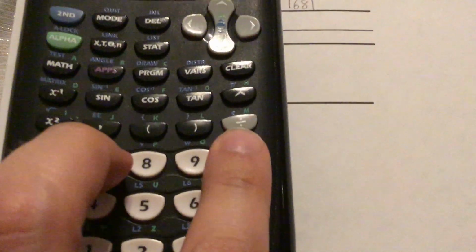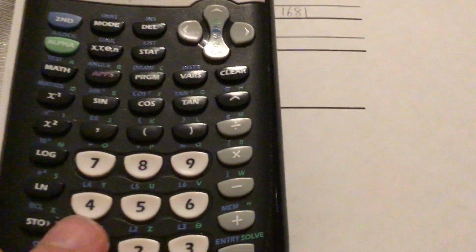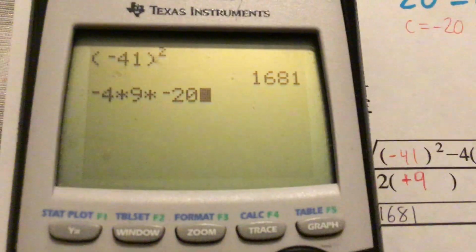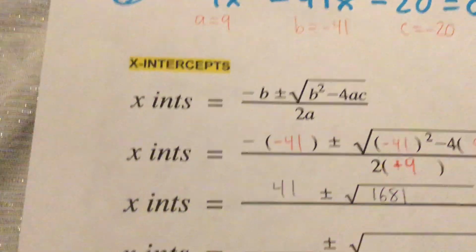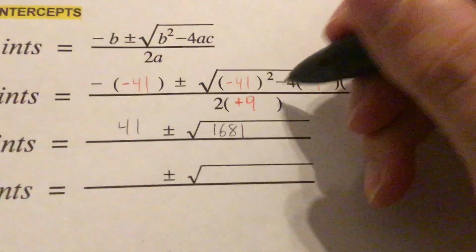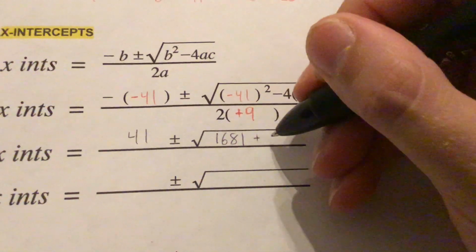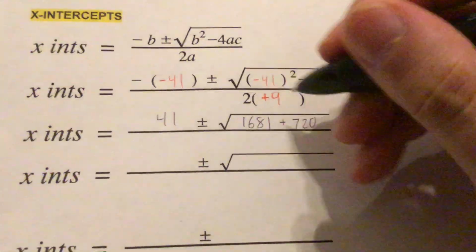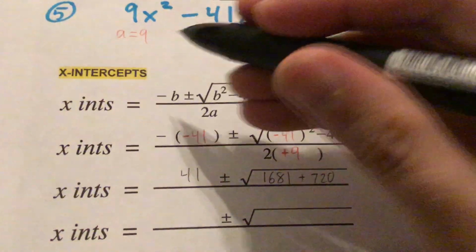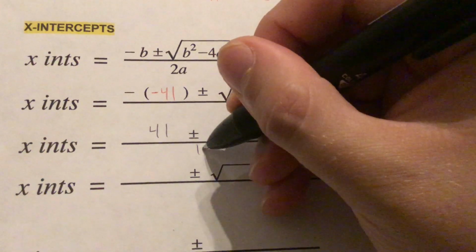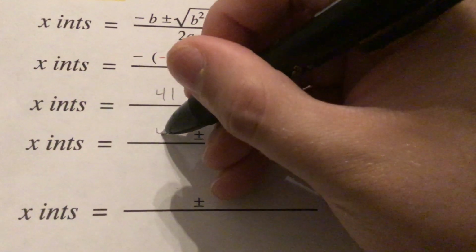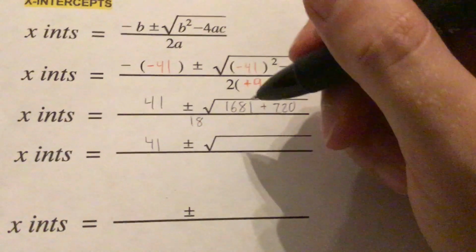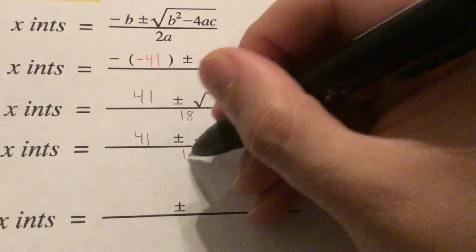All right, now we're going to multiply negative 4 times 9 times negative 20. And that is positive 720, because two negatives form a positive. All that over 2 times 9, all right, that'd be 18. So 41 plus or minus whatever that is over 18.